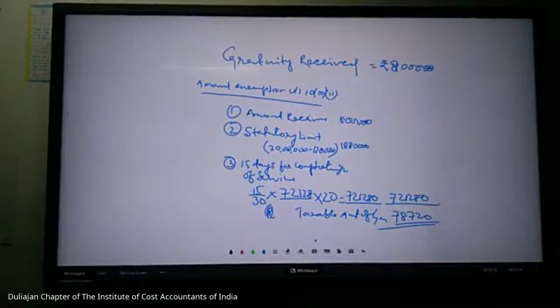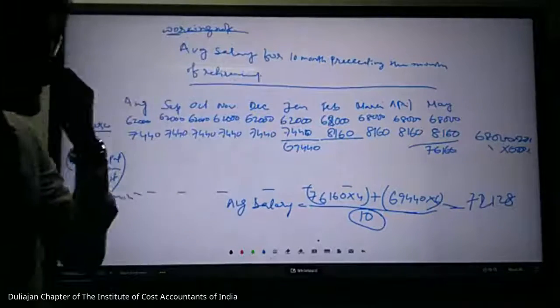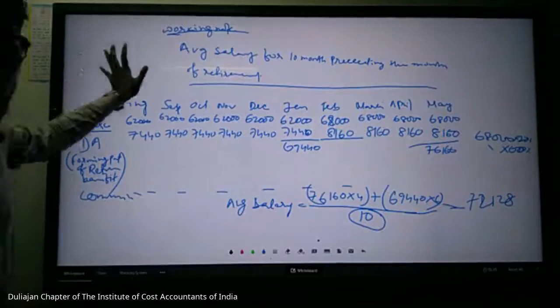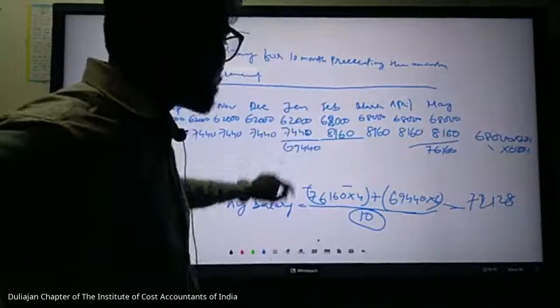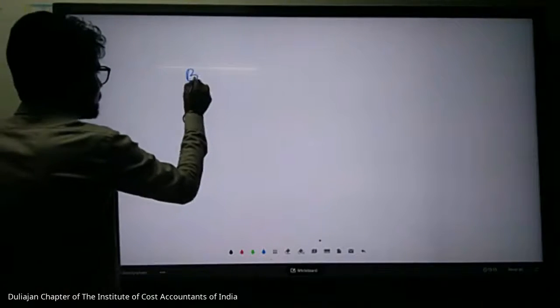Do I need to explain again? No, sir. Sir, working note of each one. This one, this working note. Yes, sir. See, in exam, you might not have enough time to prepare this whole table. So we'll calculate in a very shortcut method. How?